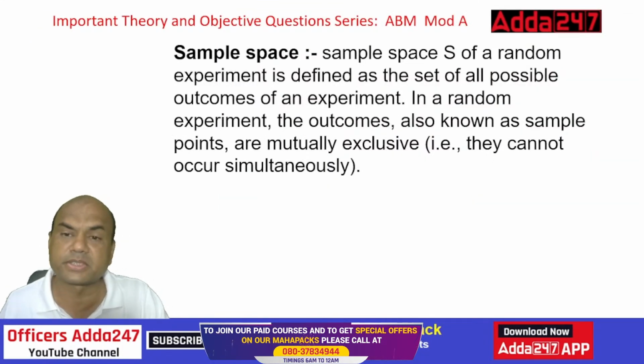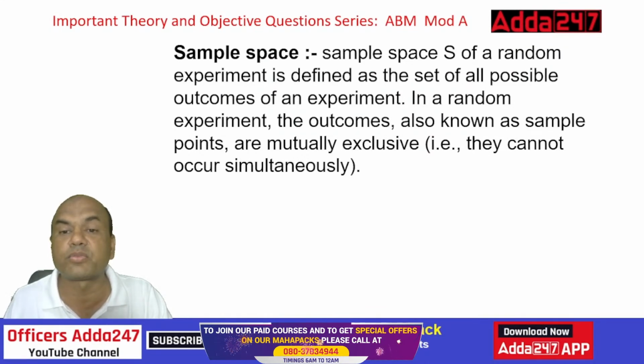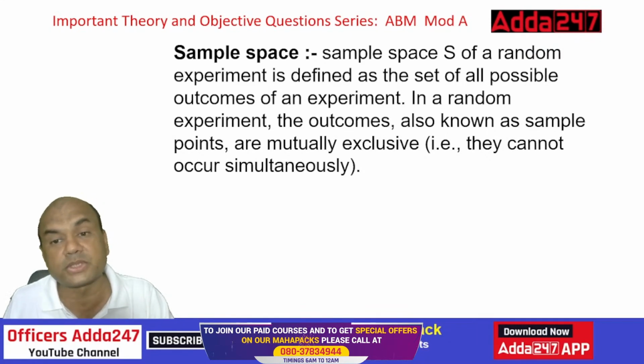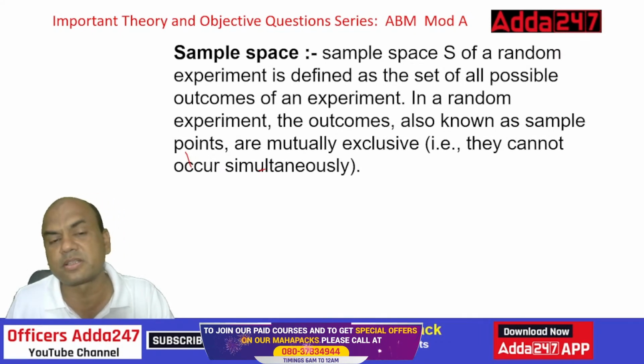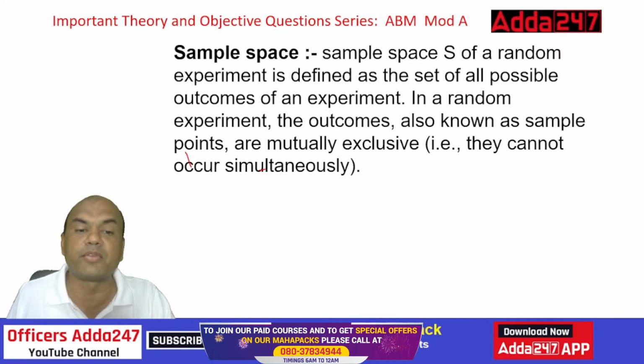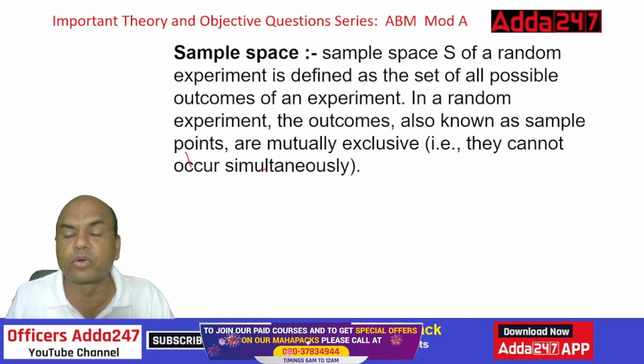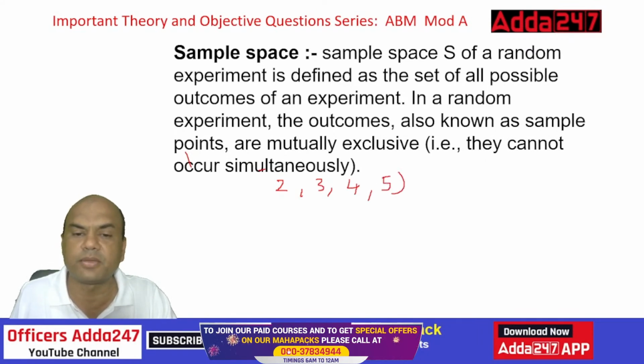What is a sample space? A sample space S of a random experiment is defined as the set of all possible outcomes of that experiment. So set of all possible outcomes means what? Suppose let's say I'll ask you one simple question. Suppose imagine I'm having four numbers. Let me give you, suppose, 2, 3, 4 and 5. These are the four numbers. Now these are the total numbers which I am having.